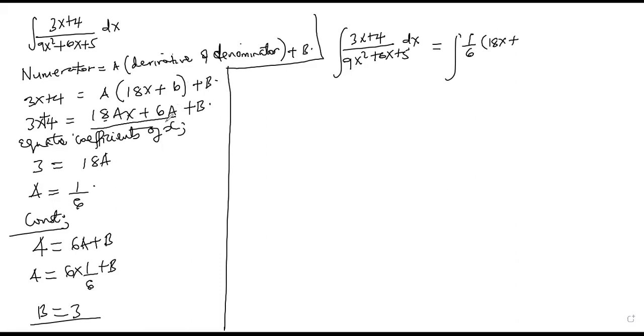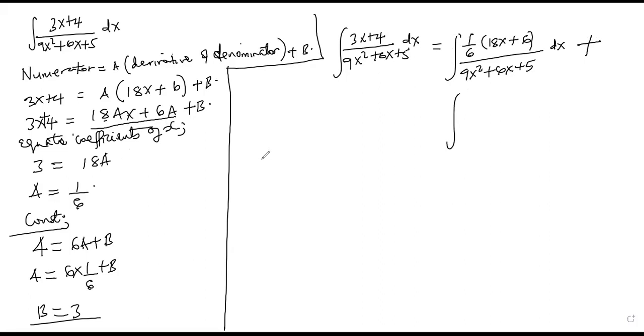Okay, 6a, remember, we are going to have 18ax plus 6a, then plus b. So it's going to be 1/6, 18x plus 6, is it plus 6? Over 9x squared plus 6x plus 5 dx, then plus the value of b.